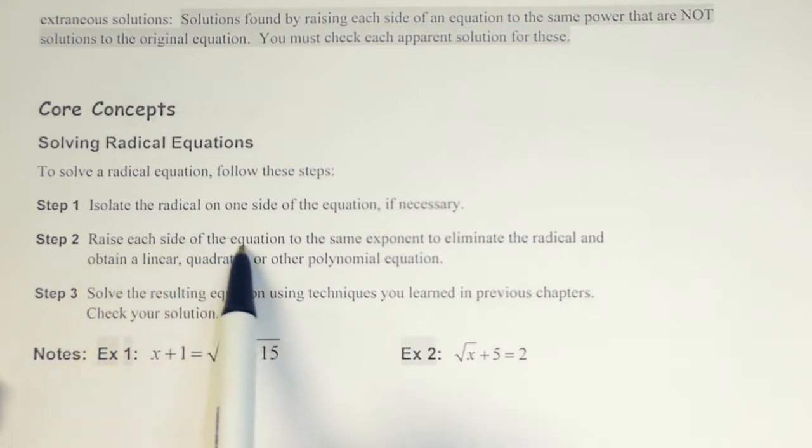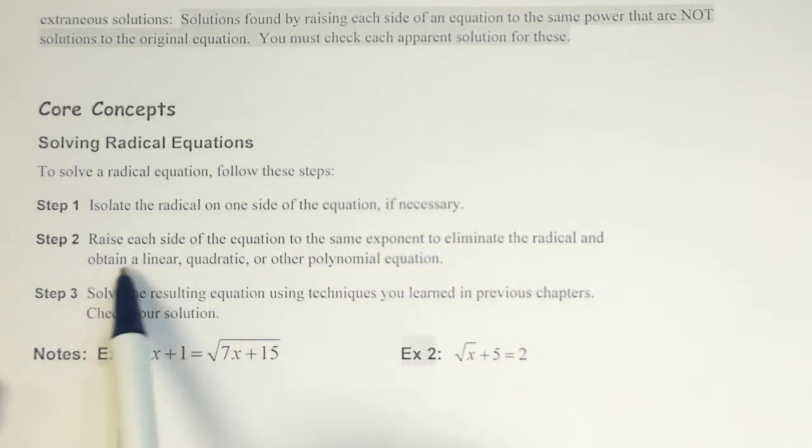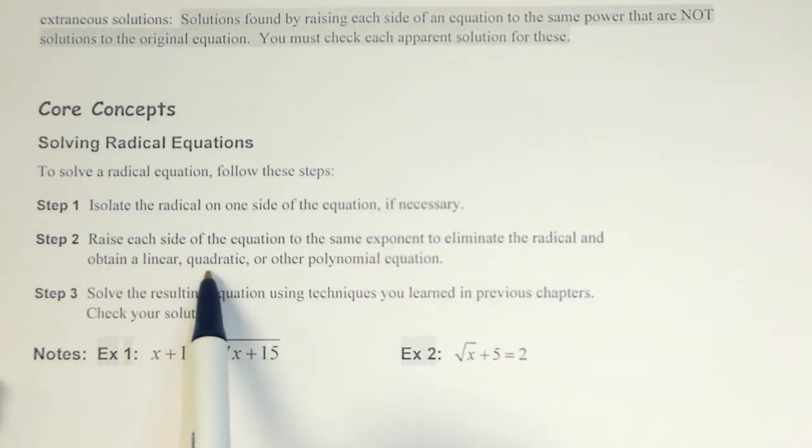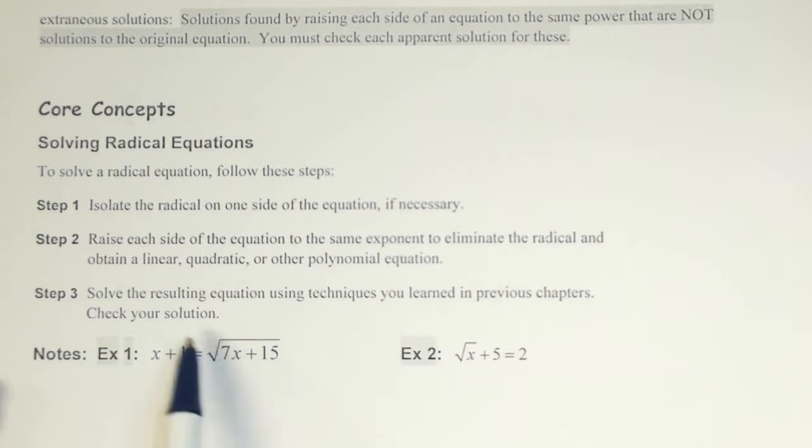We raise each side of the equation to the same exponent to eliminate the radical and obtain a linear, quadratic, or other polynomial equation. So if I have a square root, I'm going to square both sides. If I'd had a cube root, I'd have to cube both sides. After we get one of these, then we just solve the resulting equation using techniques we've learned. And then we just have to check it. We have to check it to make sure we don't have those extraneous solutions.